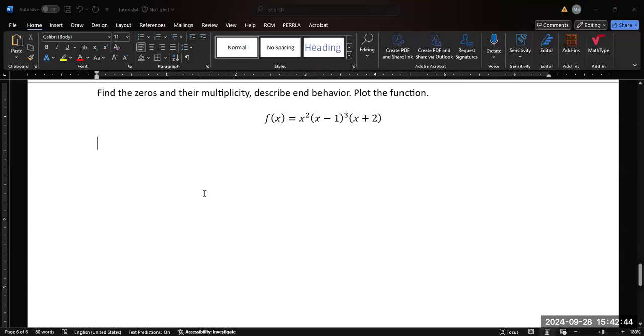All right, so in this video, we're going to be looking at graphs of polynomial functions. We have the expression, and we're going to describe their zeros, their multiplicity, the end behavior, and then we're going to use that in combination in order to plot the function. Now, we're going to look at two cases, one of which is already in factored form, and then one of which we will have to factor.